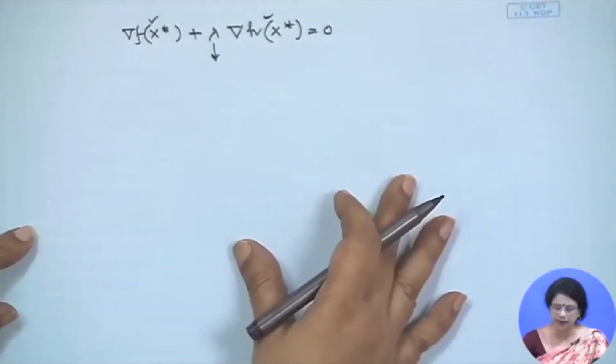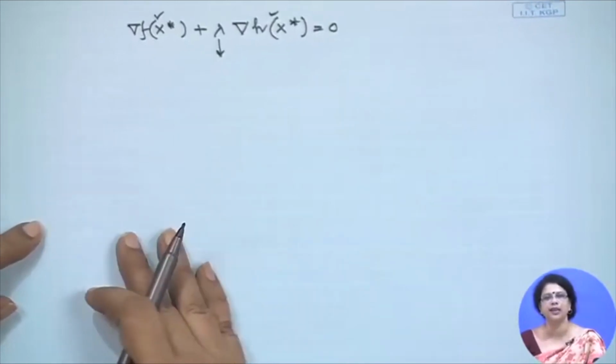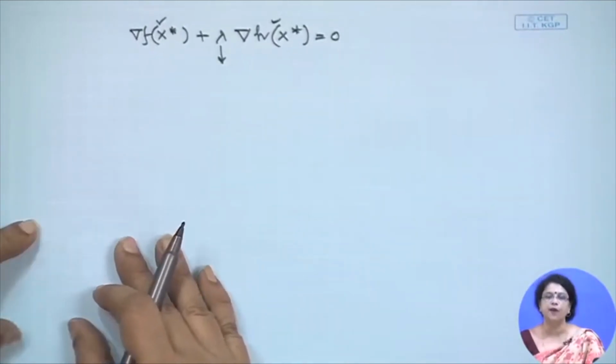Now, the condition we get from the Lagrange condition is the first order necessary condition. We do not know whether this condition is at all a sufficient condition or not.